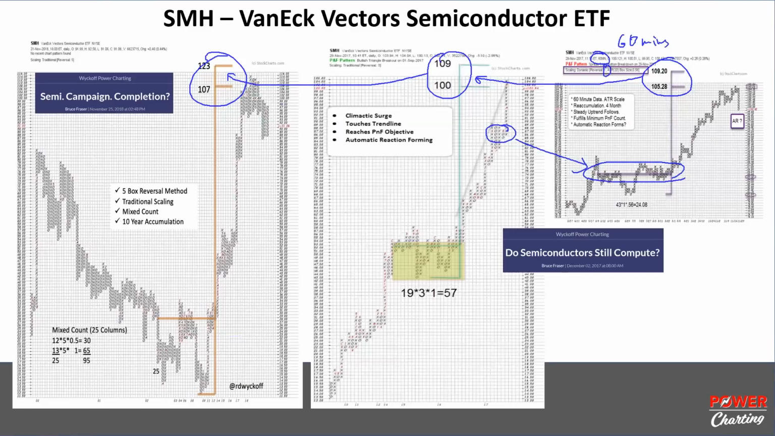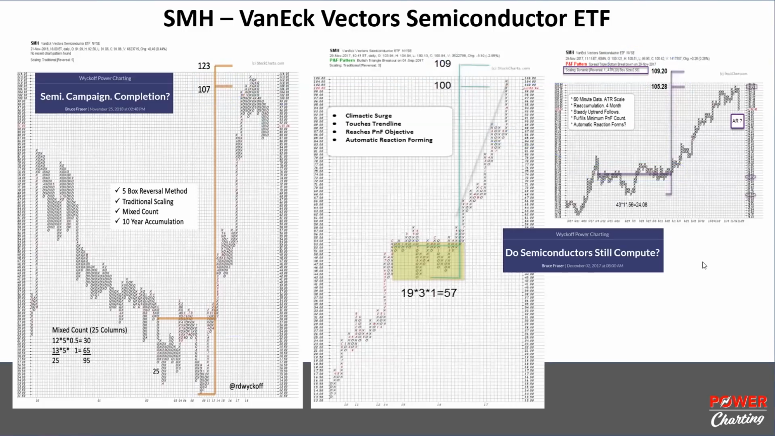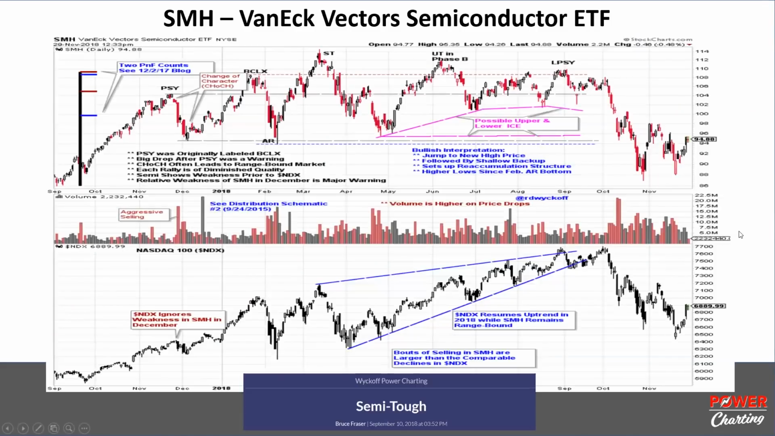So, Ramon, any thoughts on this chart? I think that was so beautiful, Bruce. I have nothing to add to this. Okay. Thank you. Let's look at what happened.